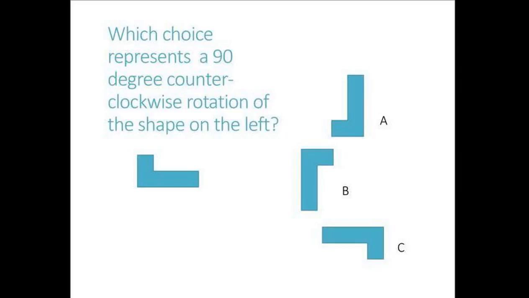So there's an image on the left, that little L sort of lying on its back. And one of the images at the right represents a 90-degree counterclockwise rotation of the shape on the left. So if you said A, you were right. If you said B, that was a 90-degree rotation, but it would be a 90-degree rotation clockwise, not counterclockwise. And C represents a 180-degree rotation.